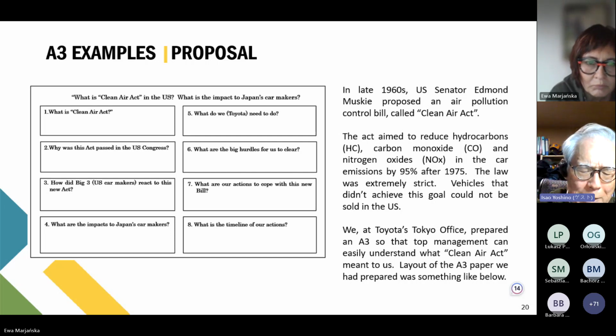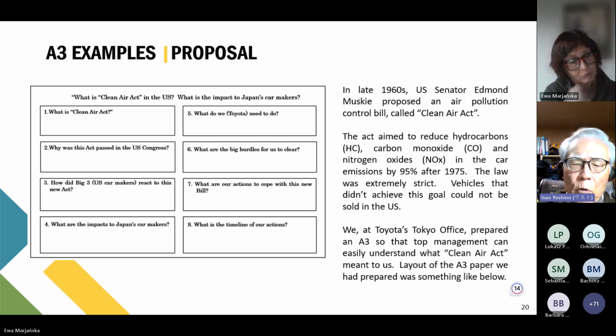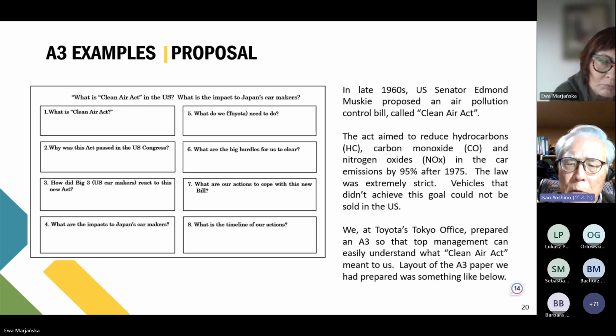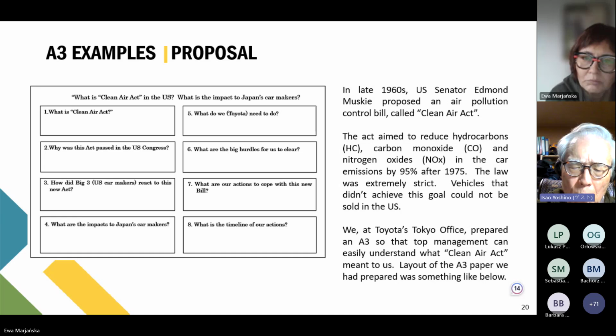Number 4, what is the impact on Japanese car manufacturers? This is very important. So when you look at the left-hand side, top management can understand, okay, this looks very important. It's going to be a big impact for us. Then number 5, what do we need to do? So I don't know, but we prepared this one.